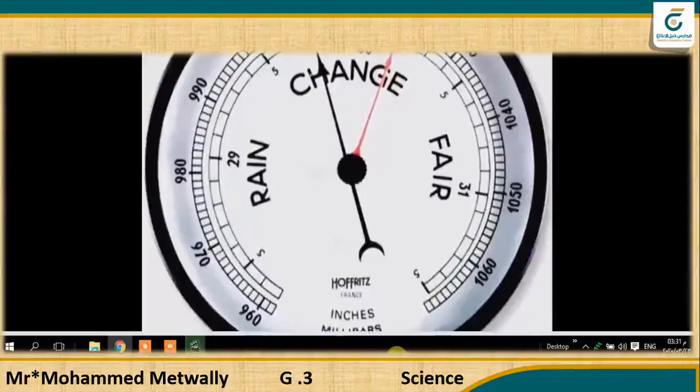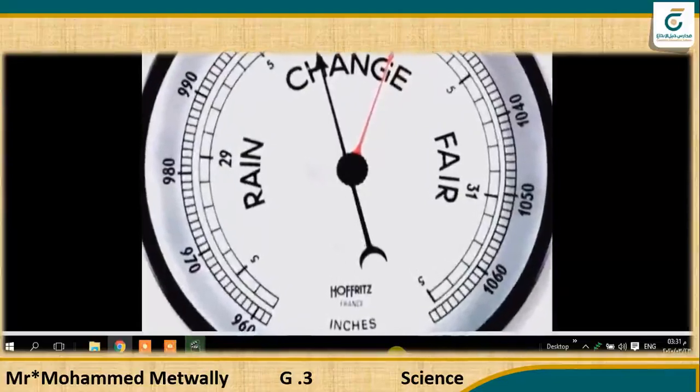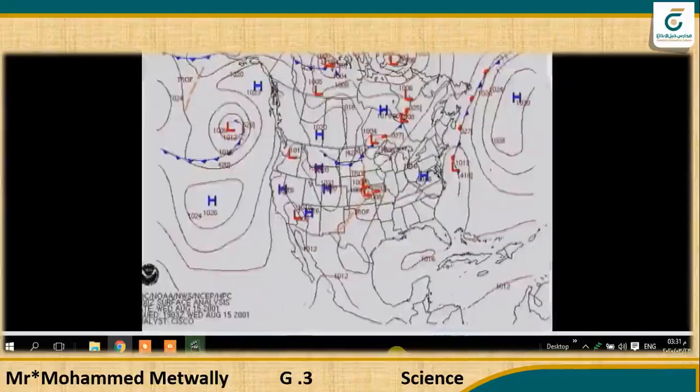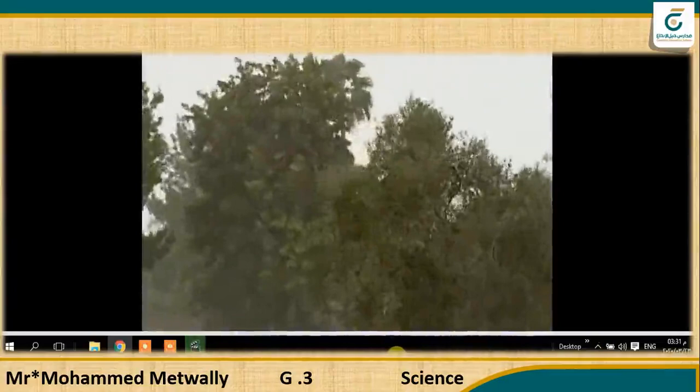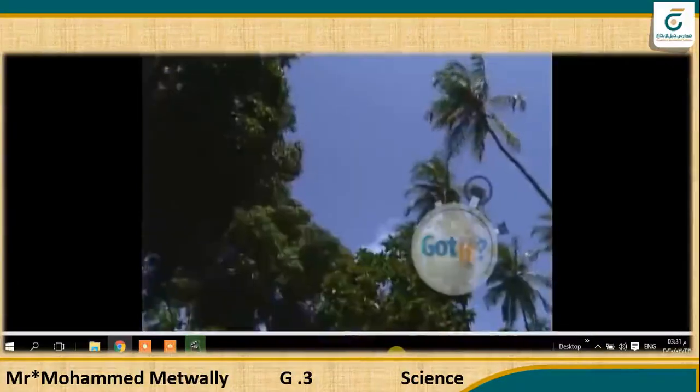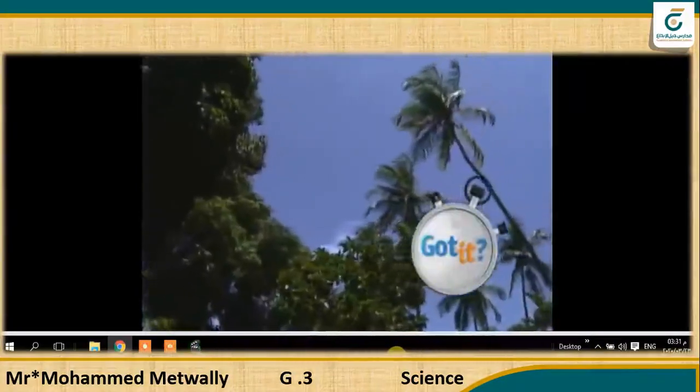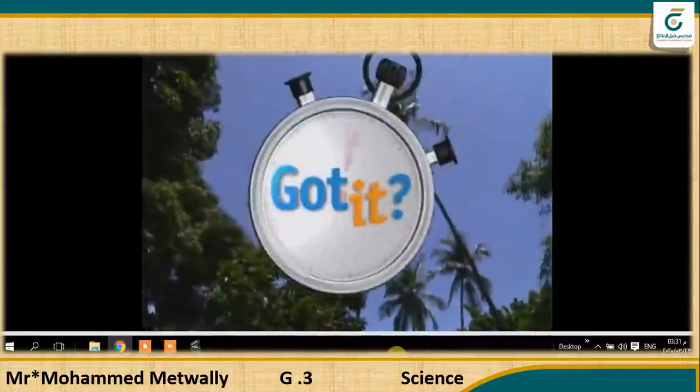Scientists can measure air pressure with a tool called a barometer. Changes in air pressure are clues to the kind of weather that is on the way. Low air pressure often means the weather will be cloudy or rainy. High air pressure often means fair weather with sunny, clear skies. Got it? Sure you do.